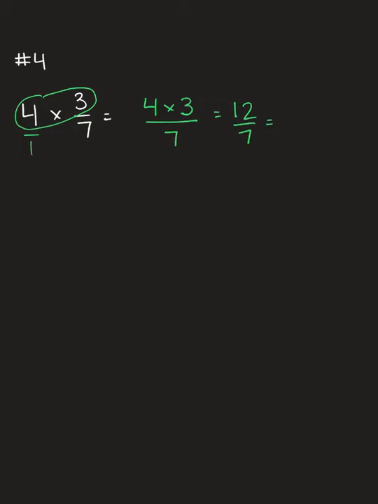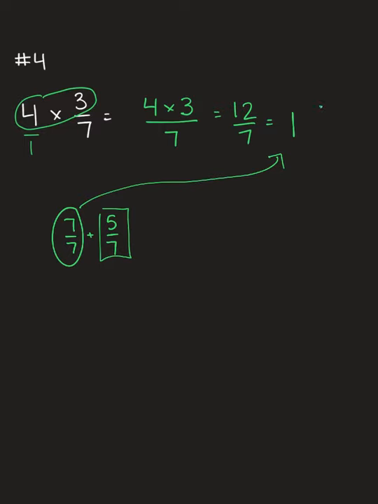So we know that there's one group of 7 in 12, right? So it's almost like we're breaking this up into 7 out of 7. And then what would we have left? Well, 7 plus what gives us 12? 5. So the 7 out of 7 turns into the whole 1. And then 5/7 is what we have left. So it would be like 1 and 5 out of 7.